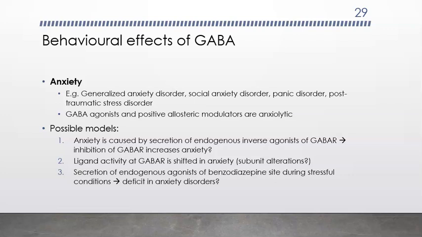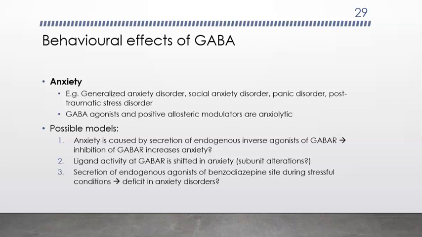So one saying that anxiety is caused by the secretion of endogenous inverse agonists of the GABA receptors. And this would then inhibit the GABA receptors, which would then increase anxiety perhaps. And that's why these positive allosteric modulators would be anxiolytic, because it would reverse that inhibition.